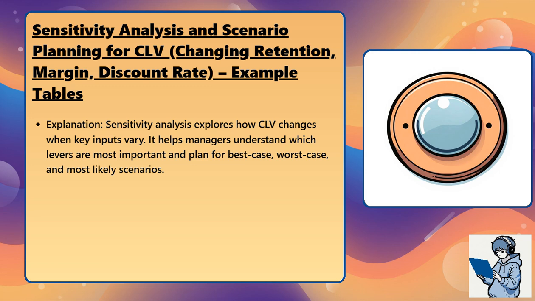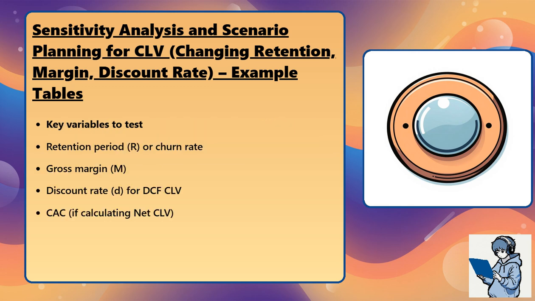Explanation: sensitivity analysis explores how customer lifetime value changes when key inputs vary. It helps managers understand which levers are most important and plan for best case, worst case, and most likely scenarios. Key variables to test. Number 1, retention period, represented by R or churn rate. Number 2, gross margin, represented by M. Number 3, discount rate, represented by d for discounted cash flow customer lifetime value. Number 4, customer acquisition cost, CAC, if calculating net customer lifetime value.